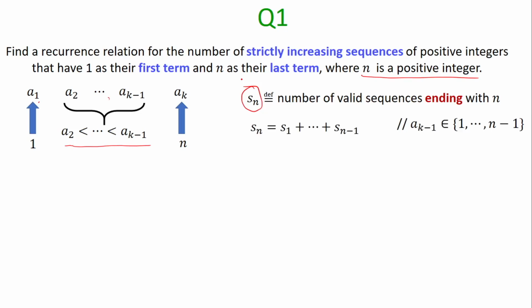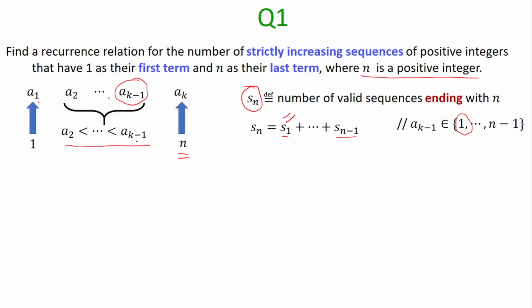So a trivial recurrence condition for S of n is the following. I can say that S of n is the summation of S of 1 and S of 2 and all the way to S of n minus 1. This is because the second last value in the sequence, namely A of k minus 1, can be 1. If that is the case, then basically what I am saying is find all possible sequences starting and ending with 1 and append it with the value n. That will give you one category of valid sequences starting with 1 and ending with n. How many such sequences you can have? You have S of 1 such sequences.